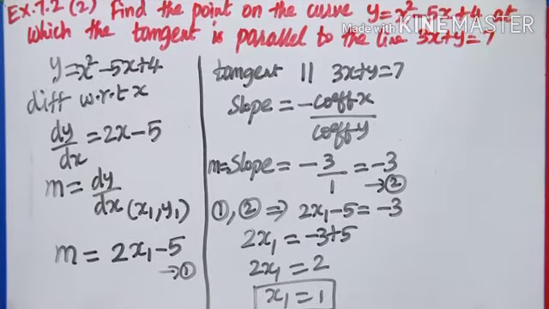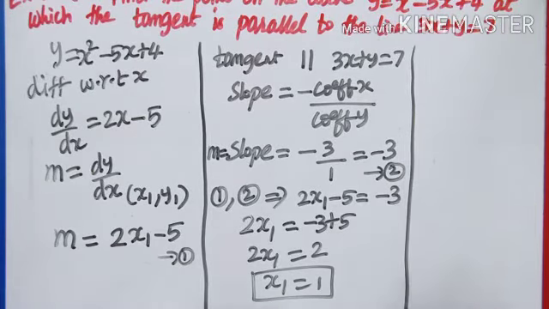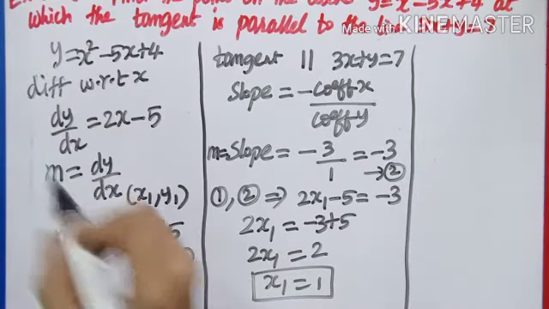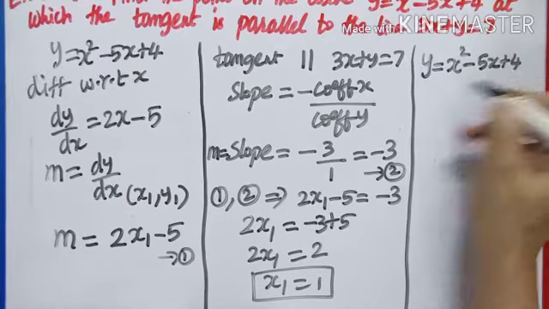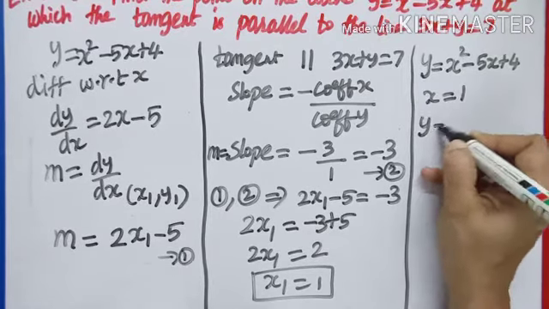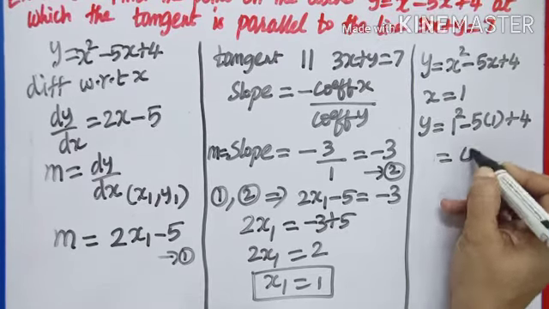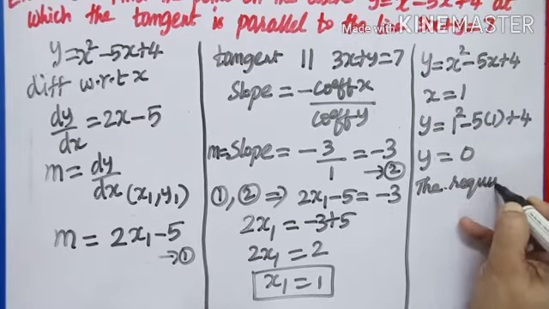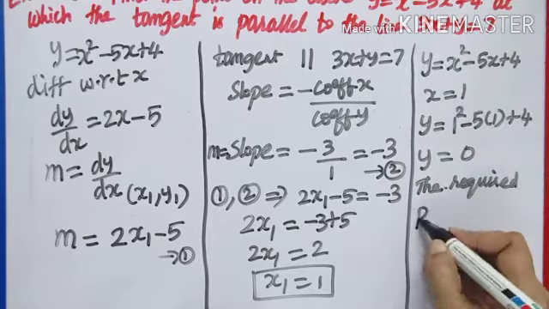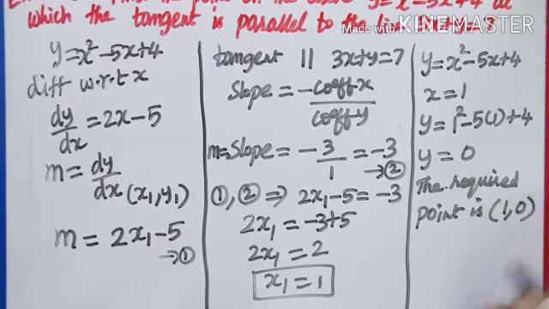As I derived, x1 is 1, let me substitute in the curve equation to get y. So y equals x square minus 5x plus 4. When x is equal to 1, y equals 1 square minus 5 into 1 plus 4, or I get 0. The question is, find the point at which the tangent is parallel to the line. So the required point is x value 1, y value 0. So 1, 0.